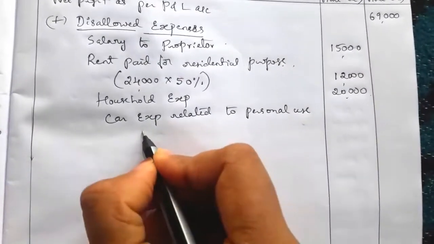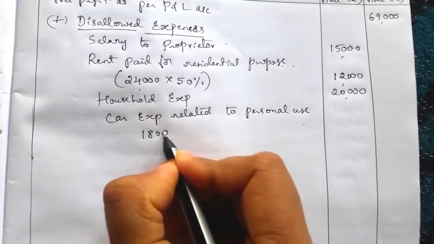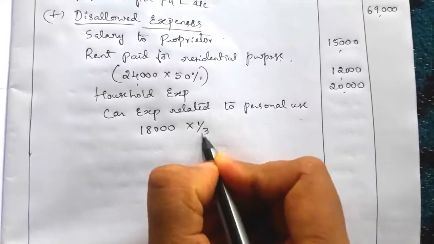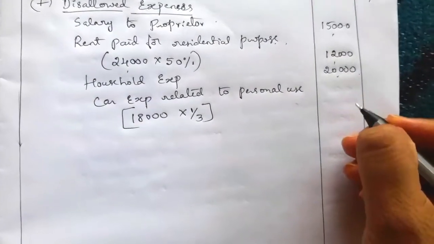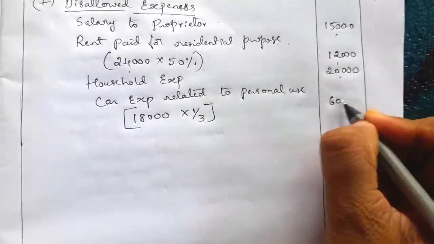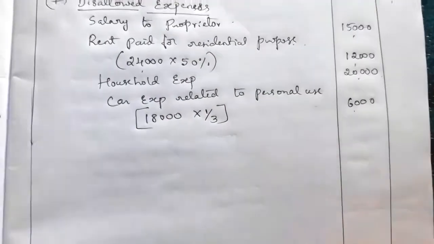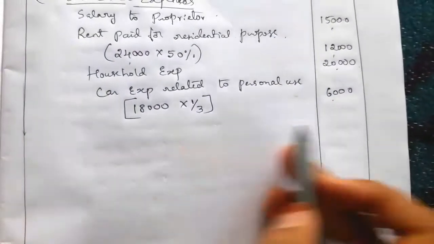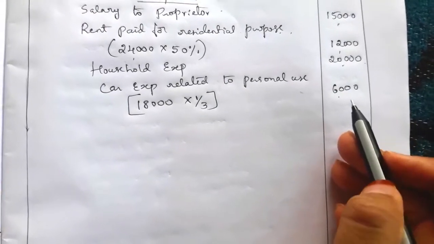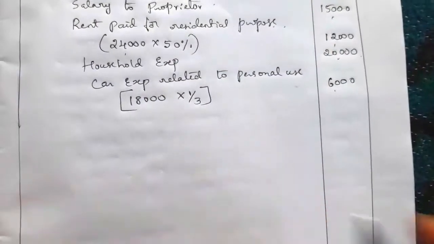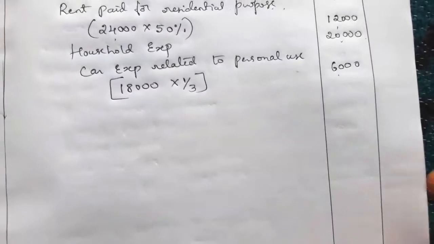So the total car expenses is 18,000. In that, 1/3 is relating to personal use, so 1/3 we have to disallow and the remaining is allowed. So 6,000 is disallowed. The remaining 2/3 is allowed. Out of the 18,000, 6,000 is disallowed, and the remaining is allowed and should be there on the debit side of the profit and loss account.